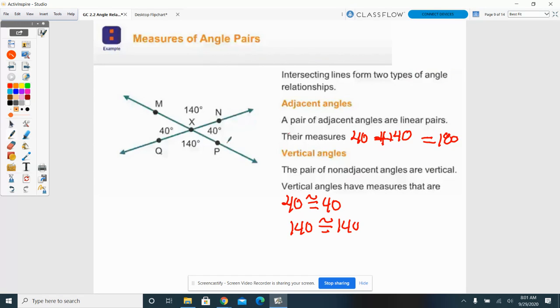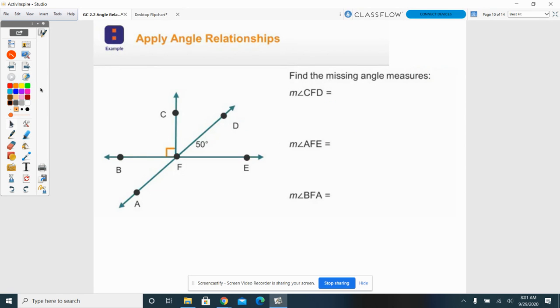So if you have crisscross lines, if you know one of them, you will know all of them, because you can use your 180 trick and you can use your vertical angle trick. So let's practice doing some puzzle solving. We did some of this the other day, so let's continue to do that. We're just finding missing angle measures.